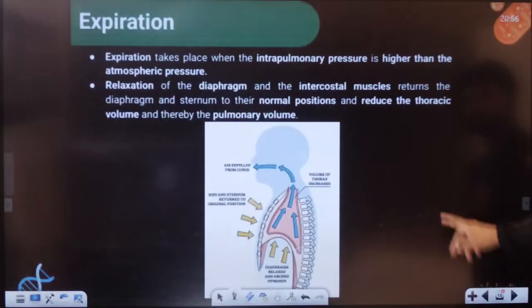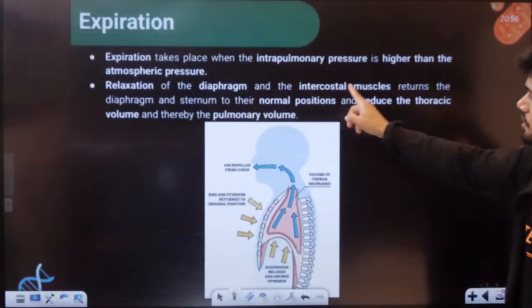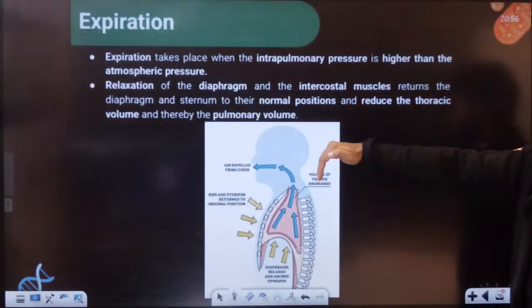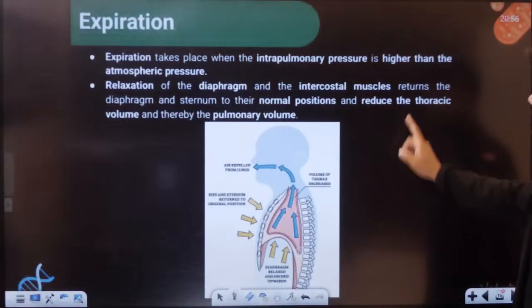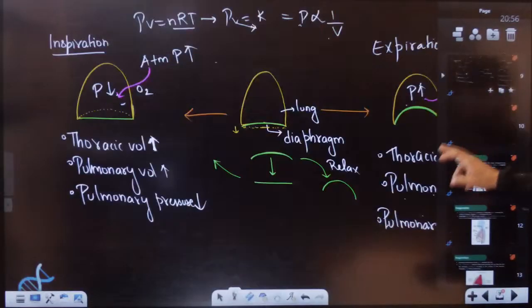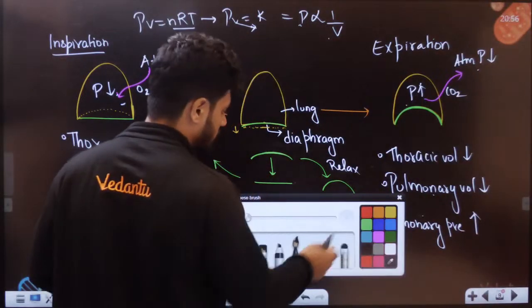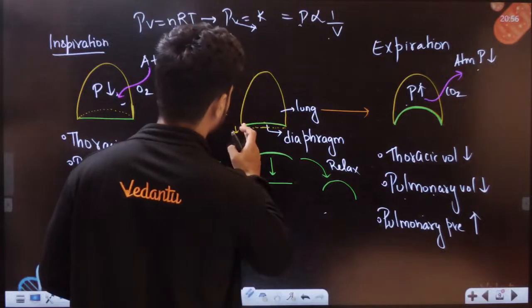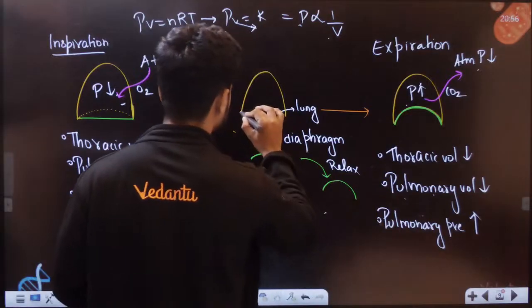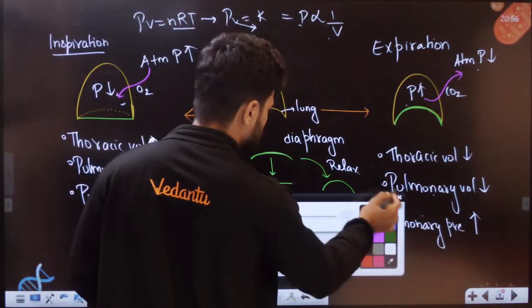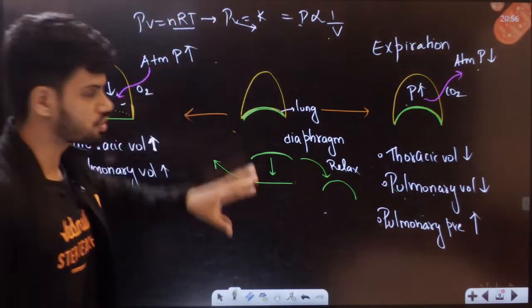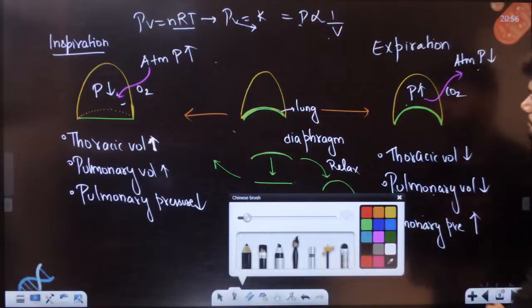Now students, relaxation of the diaphragm and intercostal muscles returns the diaphragm and sternum to the normal position. The diaphragm will come upward, right? And this reduces the thoracic volume, and thereby the pulmonary volume decreases. Back to normal position, students.